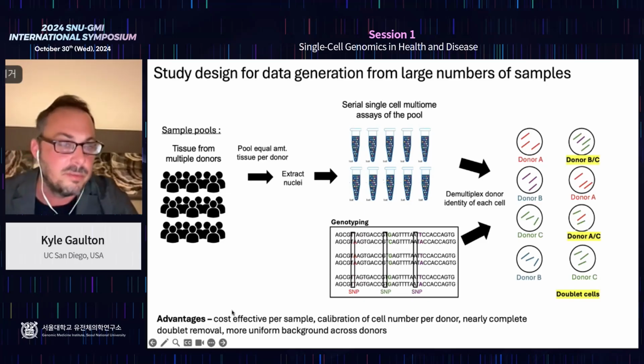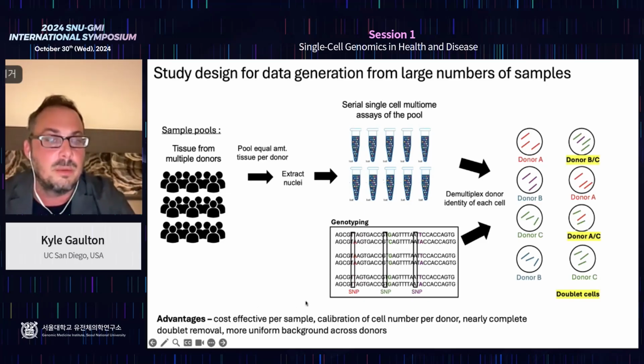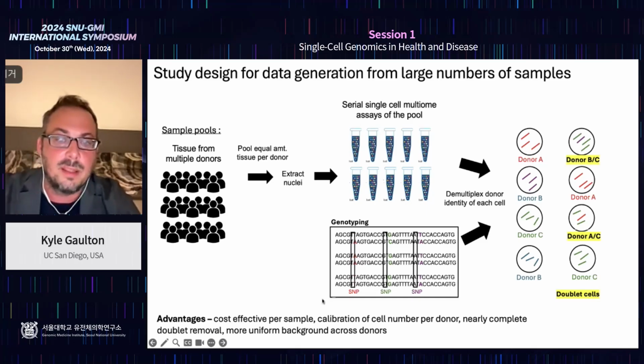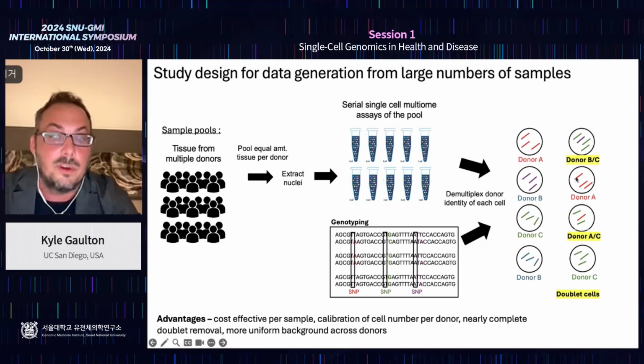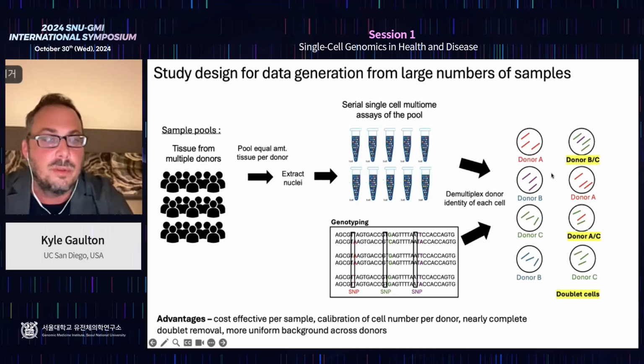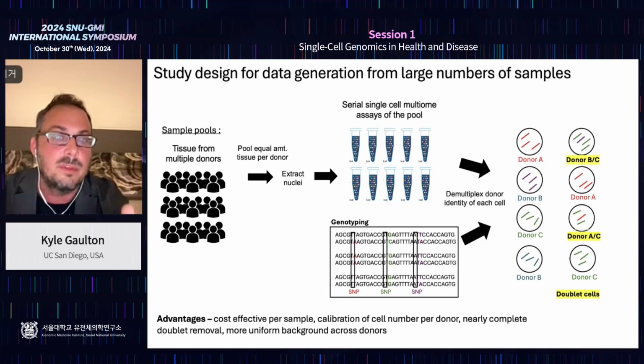And some of the advantages of doing this are that it's cost-effective per sample. It allows us to calibrate cell numbers per donor. It also has a lot of advantages in terms of doublet removal, because most doublets are mixtures of multiple individuals. And it also gives you a more uniform background that is easier to account for when you're analyzing, say, differences in control and disease, as opposed to doing individual assays per donor.